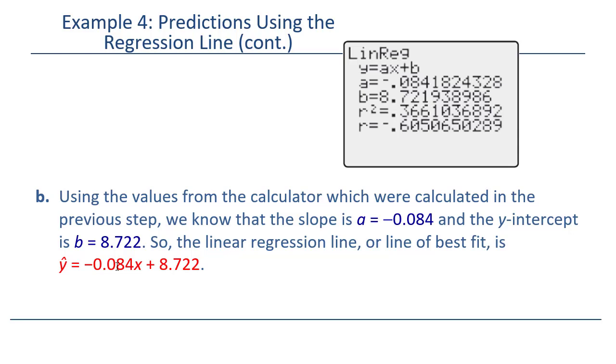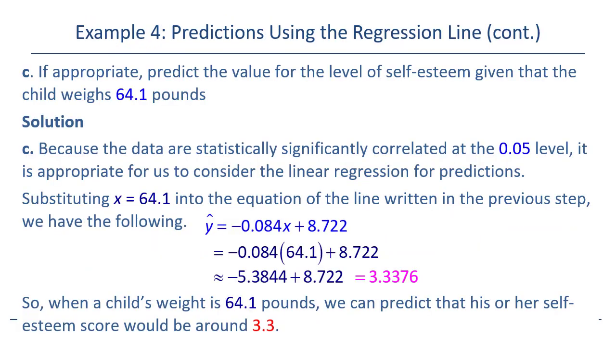Heck, you couldn't even have a weight of 10 or 20 because then you'd be a baby, and a baby doesn't have any self-esteem. It's not really self-aware at that point. Okay, but anyhow, there's our prediction equation. So part C, if appropriate, predict the value of the level of self-esteem given that the child weighs 64.1. Well, we already showed that it's significant at the 0.05 level. So it's appropriate for us to use this equation to estimate.